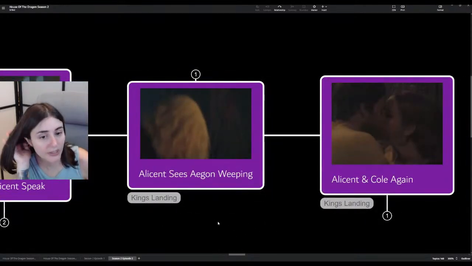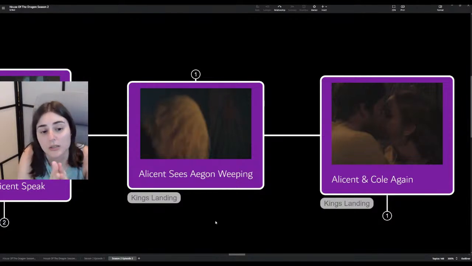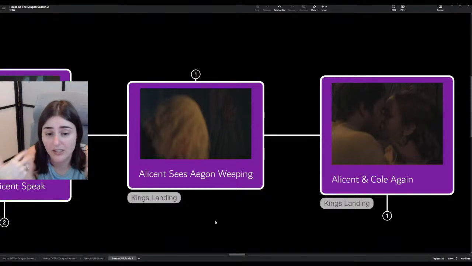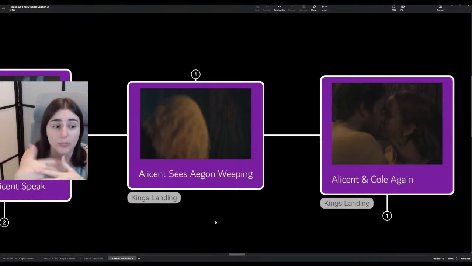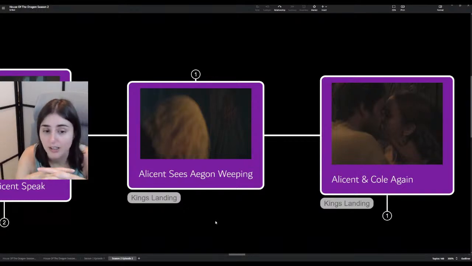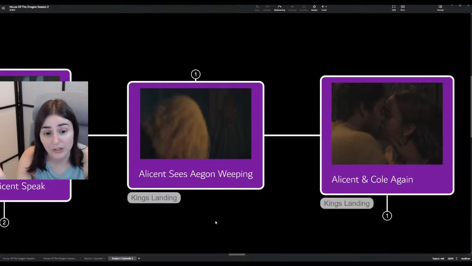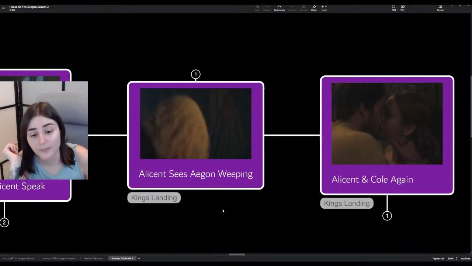Alicent sees Aegon weeping, so it's just a character scene. She sees him crying there, and she doesn't really do anything. He's still absolutely broken up. He's killed the guy that killed his son. He's killed all of the rat catchers. He's pushed his grandfather out. He's still stuck with the grief, and he's not with his wife, yes, his sister wife, in his grief, and he's not with his mother either. He's just alone, crying there.